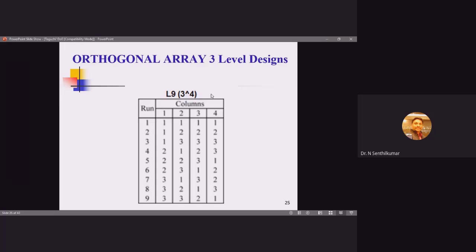Then we have L9, 3 power 4. So you can ask a question here. Instead of 4 factors, I have only 3 factors. How are we going to select this array? Just omit the 4th column, then it becomes L9 for 3 factors at 3 levels. No, I have only 2 variables. I don't have the 3rd and 4th variables. Then what to do? Eliminate or delete the 3rd column and the 4th column. You will get only 2 columns. Only these 2 columns. So that's the design.